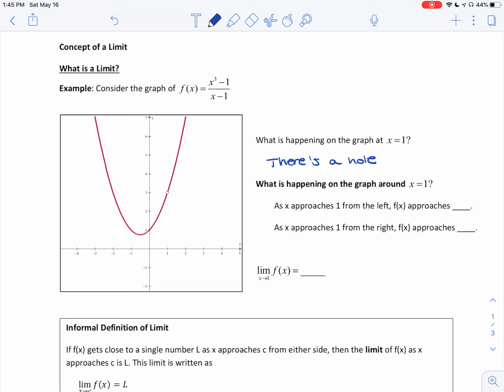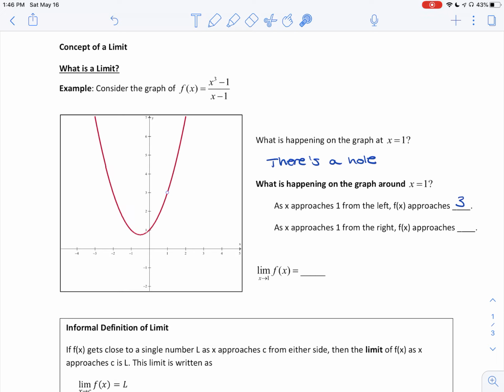Okay. Now, for limits, though, the more important question isn't what's happening at x equals 1, but more what's happening to the graph around x equals 1. So in order to figure this out, we're going to consider two things. First, what's happening as our x approaches 1 from the left, and then second, what's happening as x approaches 1 from the right. So let's consider the left first. So we think about this as x is approaching 1 from the left-hand side. You can see that our y value is starting to approach 3.